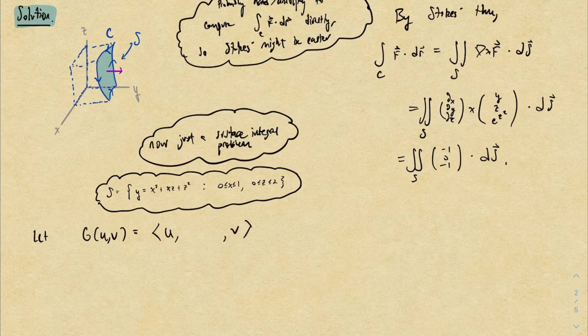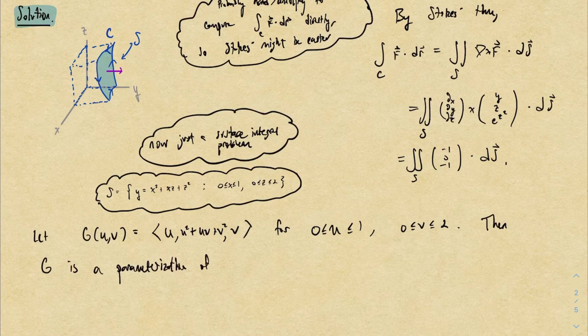And then for y, I don't have a choice. y has to be u squared plus uv plus v squared. And the domain for my parameters comes from this domain restriction for x and z. u is going to range from 0 to 1, and v is going to range from 0 to 2. And there we go. We have a parameterization of the surface.